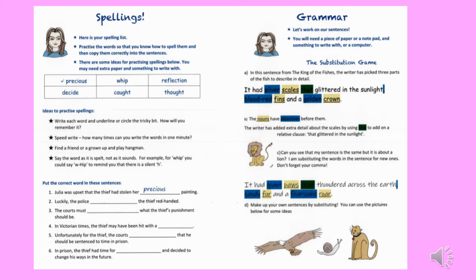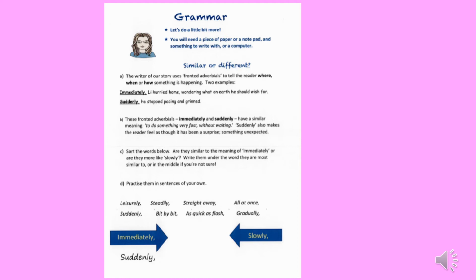So we're starting off with some spellings today, and we've got a spelling list there in a table. So we've got precious, whip, reflection, decide, court, and now we are going to do a bit of a sorting activity. So the writer uses some fronted adverbials to tell the reader when.